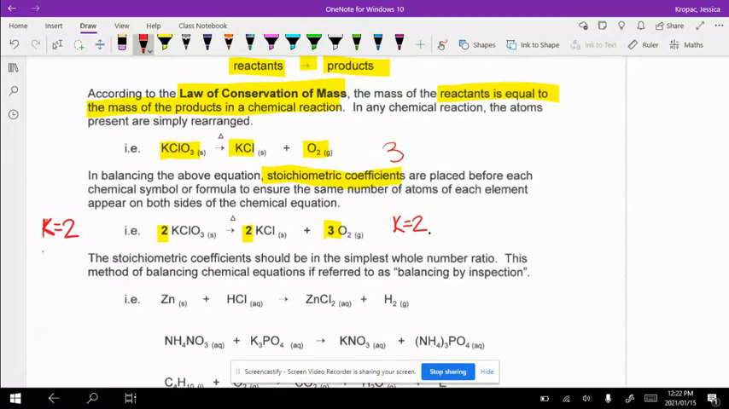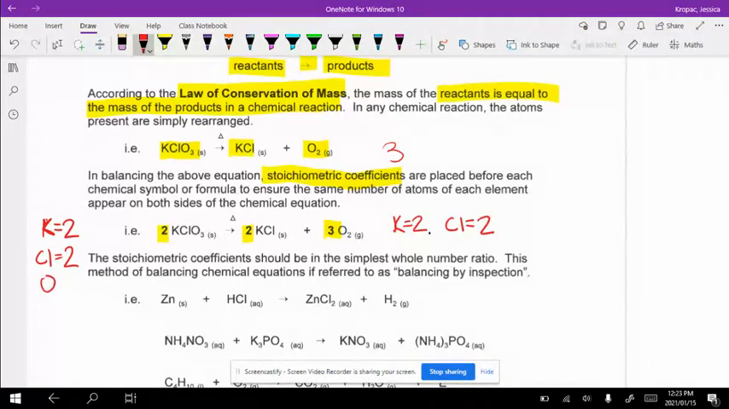Let's go back to the left-hand side and see how many chlorines I have. There's a big 2 in front. Since there's a big 2 in front, that multiplies out for chlorine as well. That means I have 2 chlorines. Over here on the right-hand side, on the product side, again, there's a big 2 in front of chlorine. So that's going to multiply out. I'm going to have 2 chlorines as well.